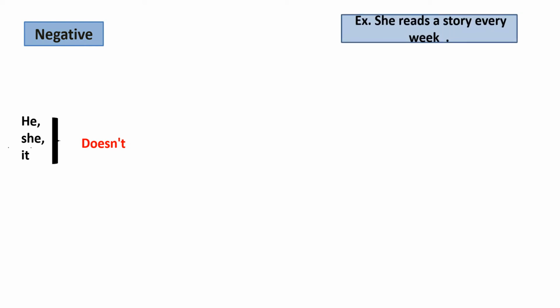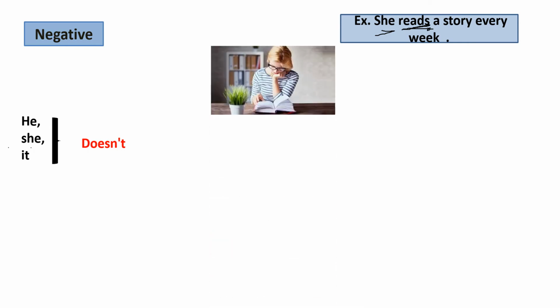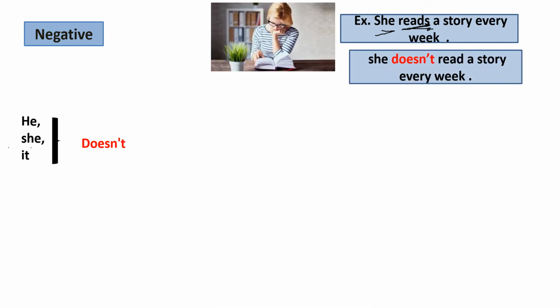Okay? Example. She reads a story every week. تقرأ القصة كل أسبوع. Here we have singular subject. So that's why I add s to the verb. In order to make it negative. This is affirmative sentence. هاي جملة مثبتة. هسا أريد أحولها إلى جملة منفية. أنفي حدوث الفعل. Let's see. She doesn't read a story every week.